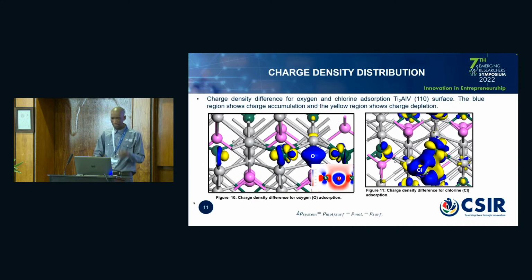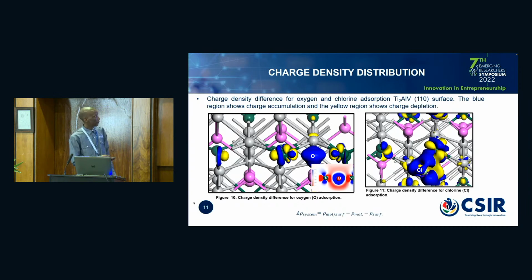We continue and check the charge density distribution. Now, after the impurities have interacted with the surface, we check which side has been corroded or which side has been oxidized. And then we measure the charge density distribution within that. And the algorithm will use this kind of equation to determine the charge density distribution. The colored region, the blue ones will refer to charge accumulation, and the yellow will refer to charge depletion. So accumulation means charge has been deposited there, and depletion means charge has been withdrawn from there.